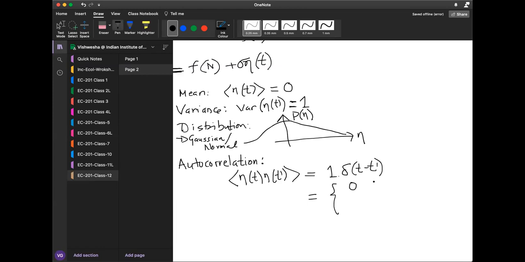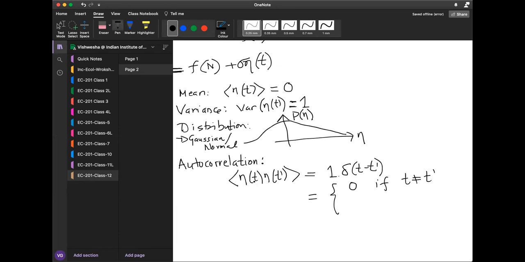It's basically zero if t is not equal to t prime. If I take two random numbers which are separated by any time interval, at different time points t and t prime, and I take the product many, many times and do an average, we'll always get a zero. Okay. So why is it zero?